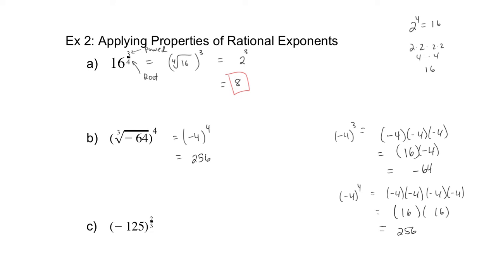All right, let's try one more. Our 2 is the power, and our 3 is telling us the kind of root. Okay, so this simplifies as the cube root of negative 125, all to the second power. The cube root of negative 125 is negative 5. And then when we square that, we get a positive 25.